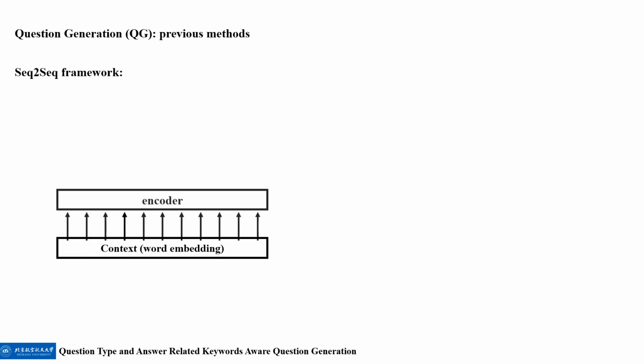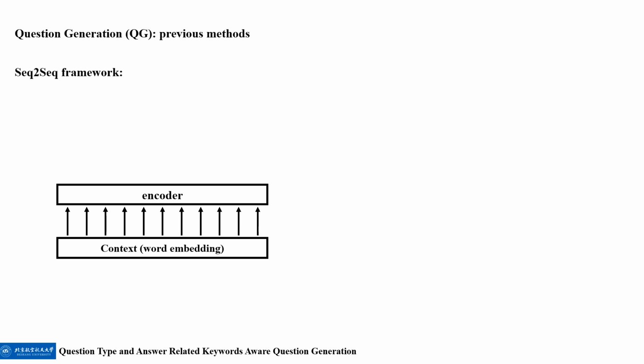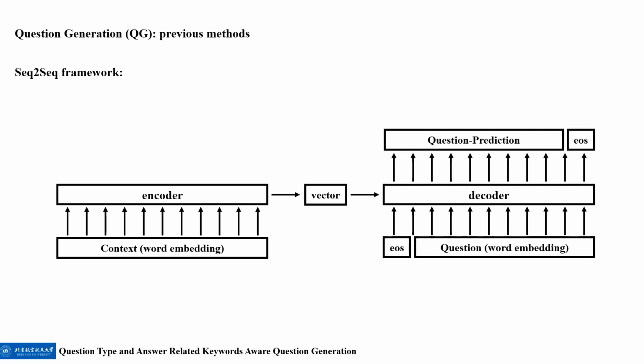Most of the previous work on question generation is implemented in the sequence-to-sequence framework, which was originally proposed for neural machine translation. In this framework, the answer and its context are mapped into the continuous space through word embedding, and then fed into an encoder to get their total representation in the form of a fixed size vector, which is further fed into an autoregressive decoder to generate the question word by word.